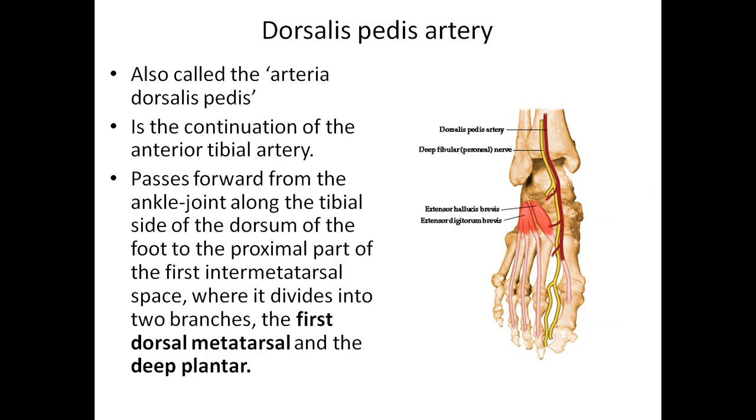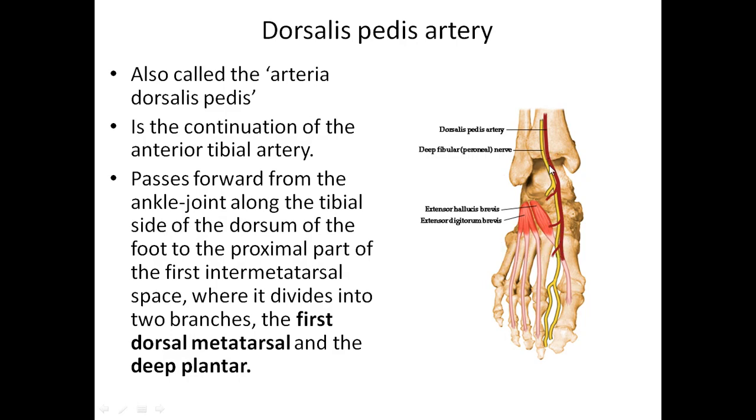Come on to the dorsalis pedis artery. An artery on the dorsum of the foot is called dorsalis pedis artery. It is a continuation of anterior tibial artery. Midway between two malleolus, it continues as dorsalis pedis artery. It passes in front of the ankle joint, along the tibial side of the dorsum of the foot, that is the medial side. Then at the proximal part of the first intermetatarsal space, it takes a turn like this. So it's like an arc. So it's called the arcuate artery.